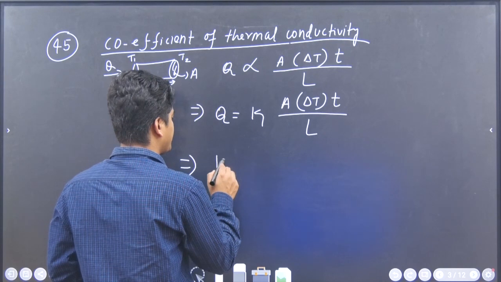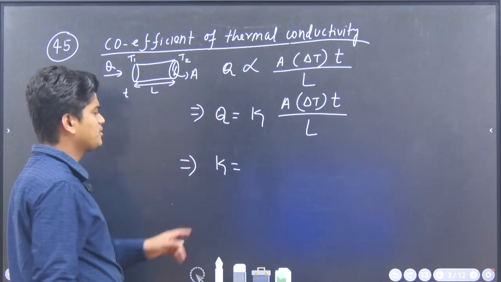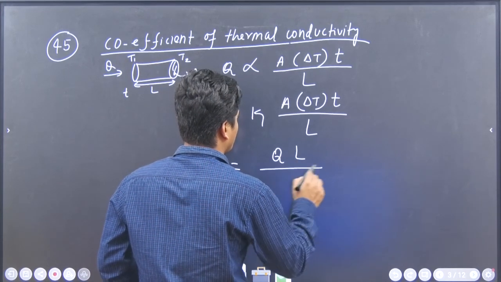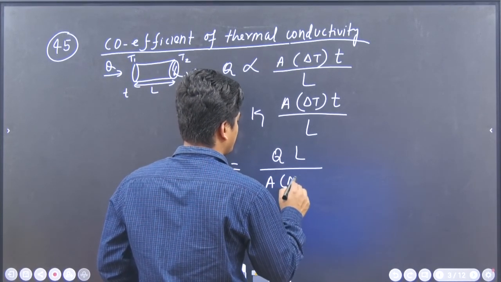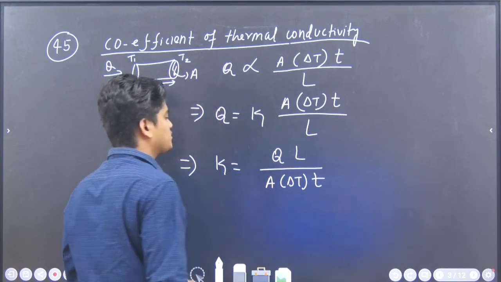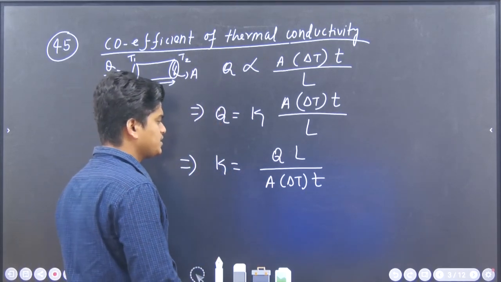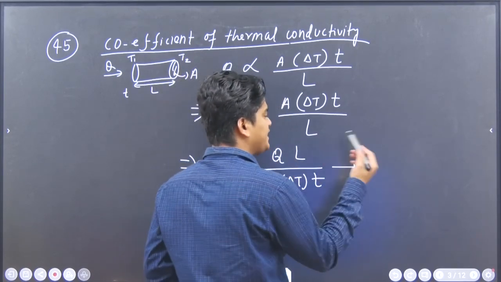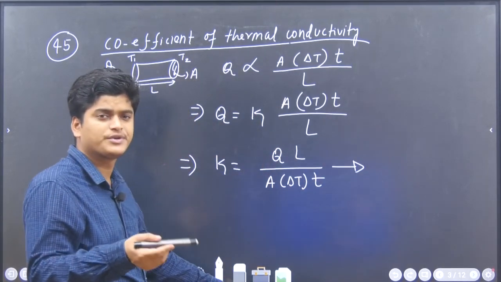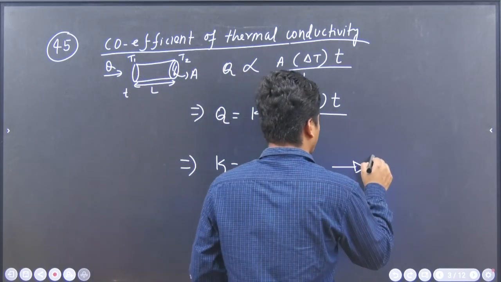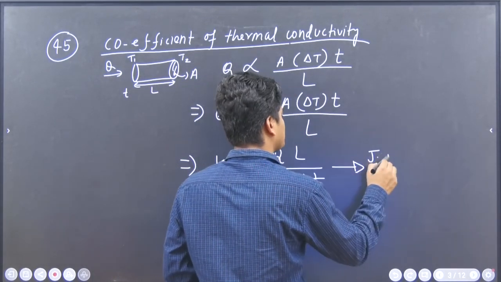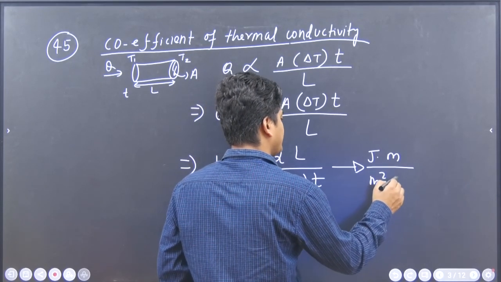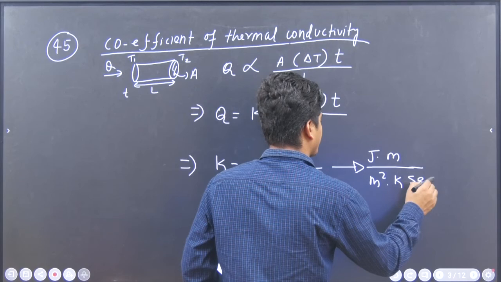Now from here, this K is called the coefficient of thermal conductivity. So that is nothing but Q times L divided by A times delta T into t. You can write it this way. Now here I can write the unit immediately. Q is nothing but heat, and remember, heat and work both have the same unit or dimension. So it is joule, L is meter, A is meter square, delta T is Kelvin, and t is second.